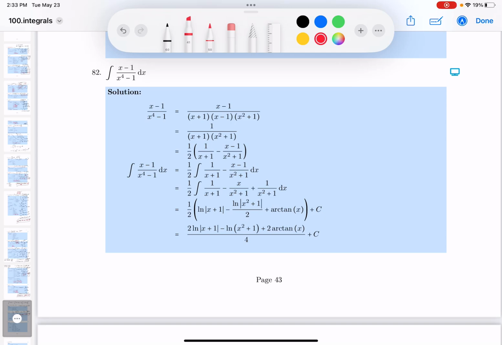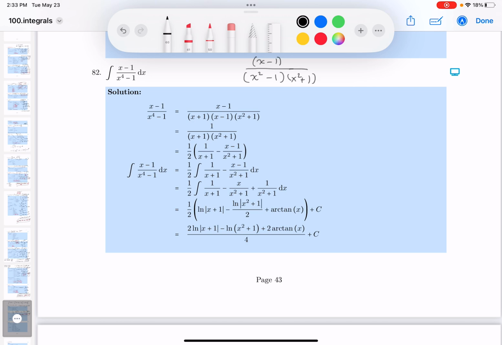Okay, for 82, again, looks like a partial fraction problem to me. I want to look at the integrand first, and I'm going to start to factor it. So x minus 1, and the bottom is going to be x squared minus 1, x squared plus 1.